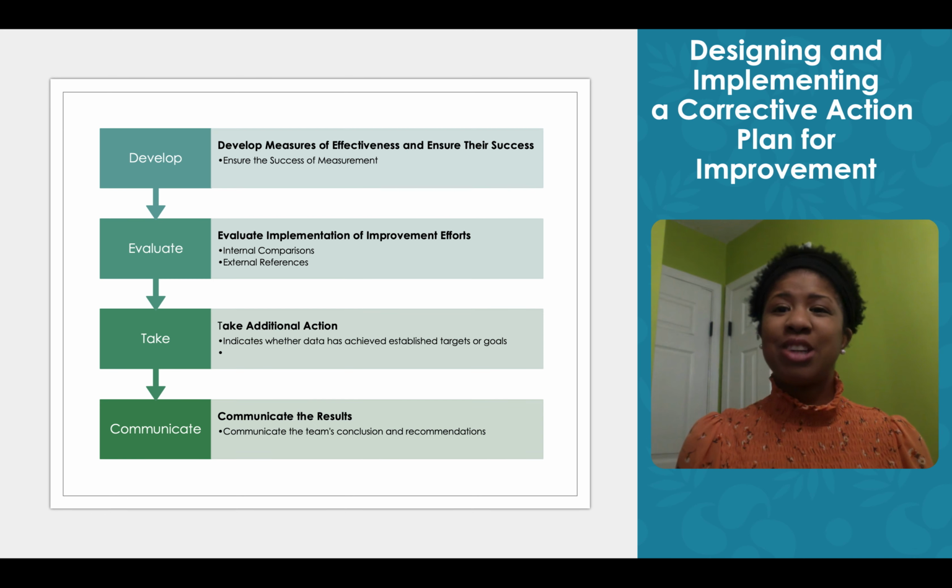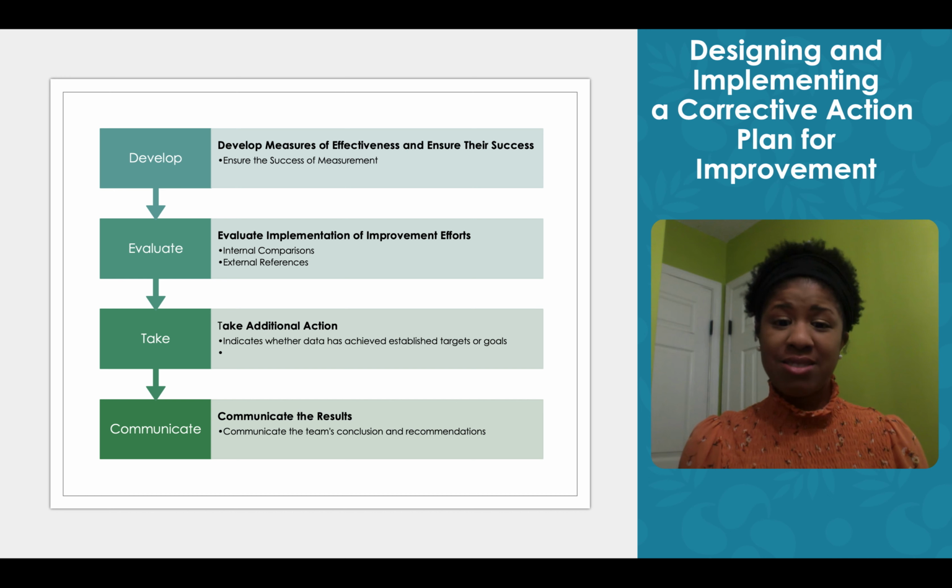Finally, after determining what happened or what could have happened, after identifying root causes of the event, after providing recommendations for improvement actions to prevent reoccurrence, it is now time to communicate your results.